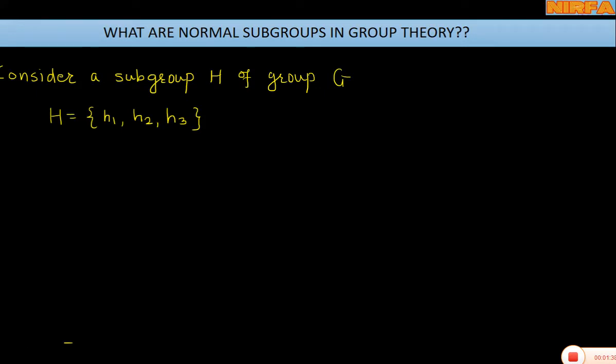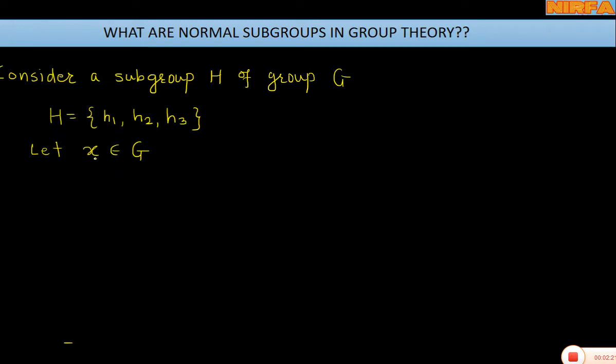Since capital H is a subgroup of G, that means H is a subset of G. So therefore, the elements in capital H, these are H1, H2, H3, which are members of H, are also members of G. So now take any element from the group G. So let X belong to this group G.